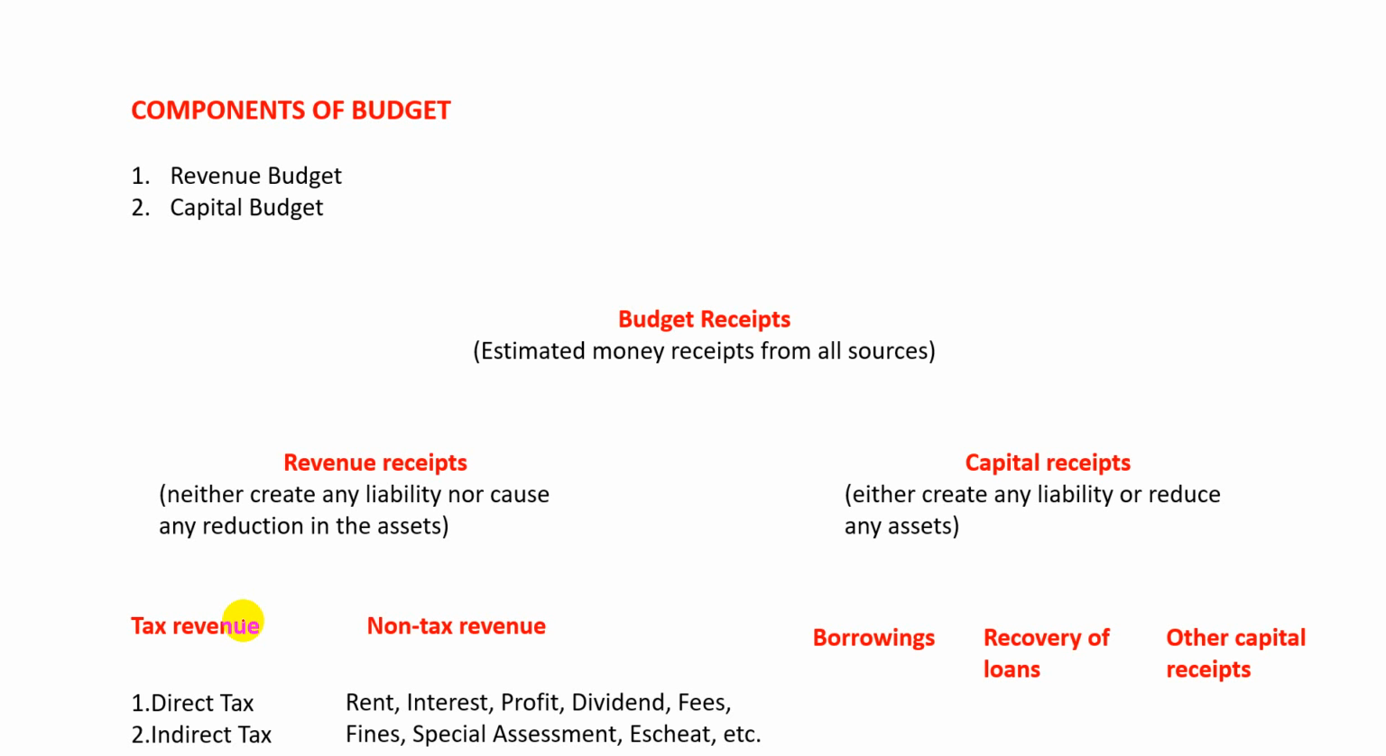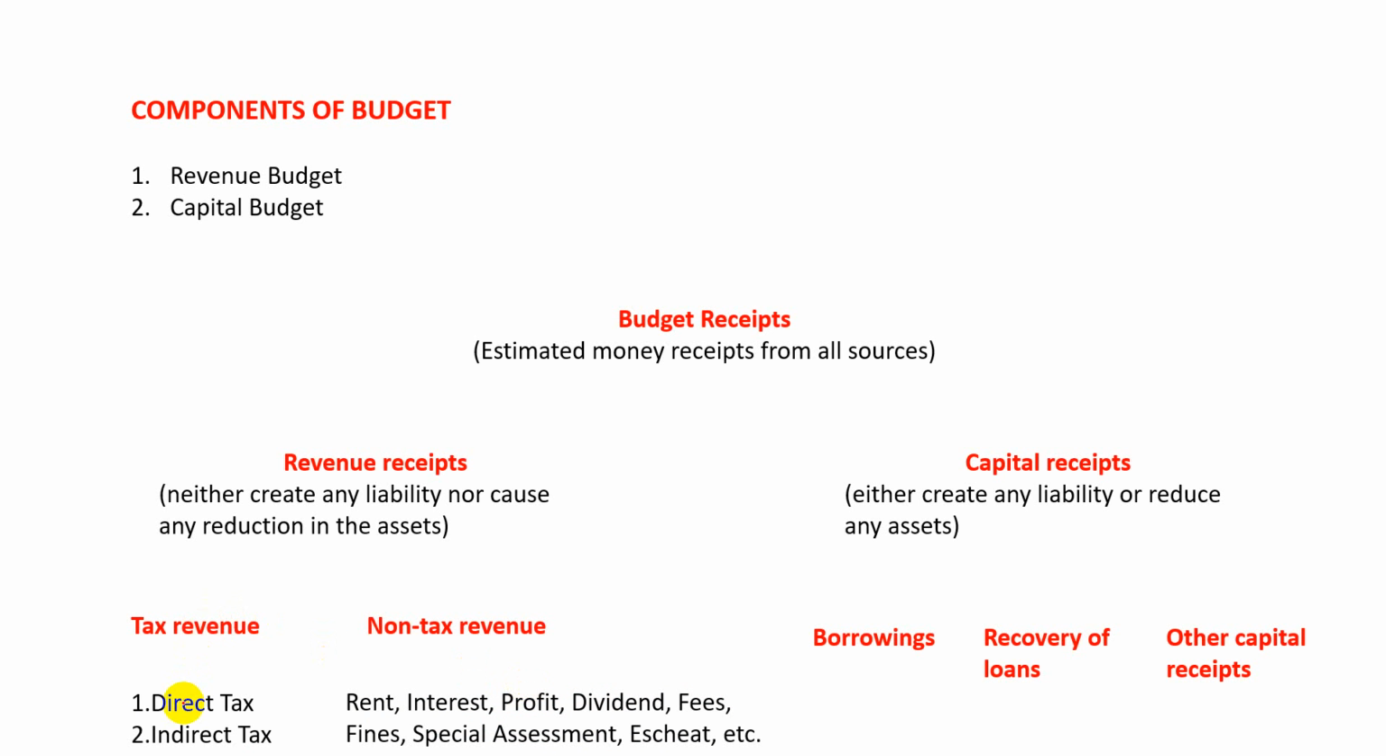Non-tax revenue: receipts of the government from the sources other than taxes are called non-tax revenue receipts. For example, rent received by the government, interest received by the government, profit received by the government, dividend received by the government, fees, fines, special assessment, and escheats. These are the non-tax revenue receipts.